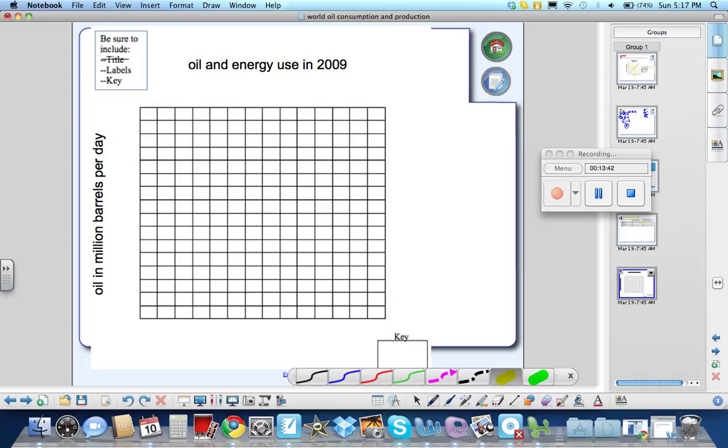To go by ones, I'm just going to say and count by ones. 1, 2, 3, 4, 5, 6, 7, 8, 9, 10, 11, 12, 13, 14, 15, 16. I don't make it. I'm pretty close, but I don't make it.